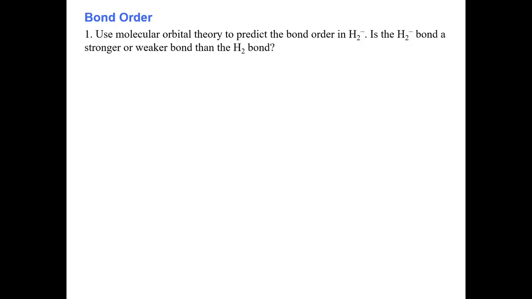Now we're going to take a look at H2 minus. You're going to figure out the bond order using molecular orbital theory, and then see if the bond in H2 minus is stronger or weaker than the bond in H2. So pause the video. Draw out that molecular orbital diagram, fill out the orbitals with the valence electrons, and when you're ready for the answer, click play.